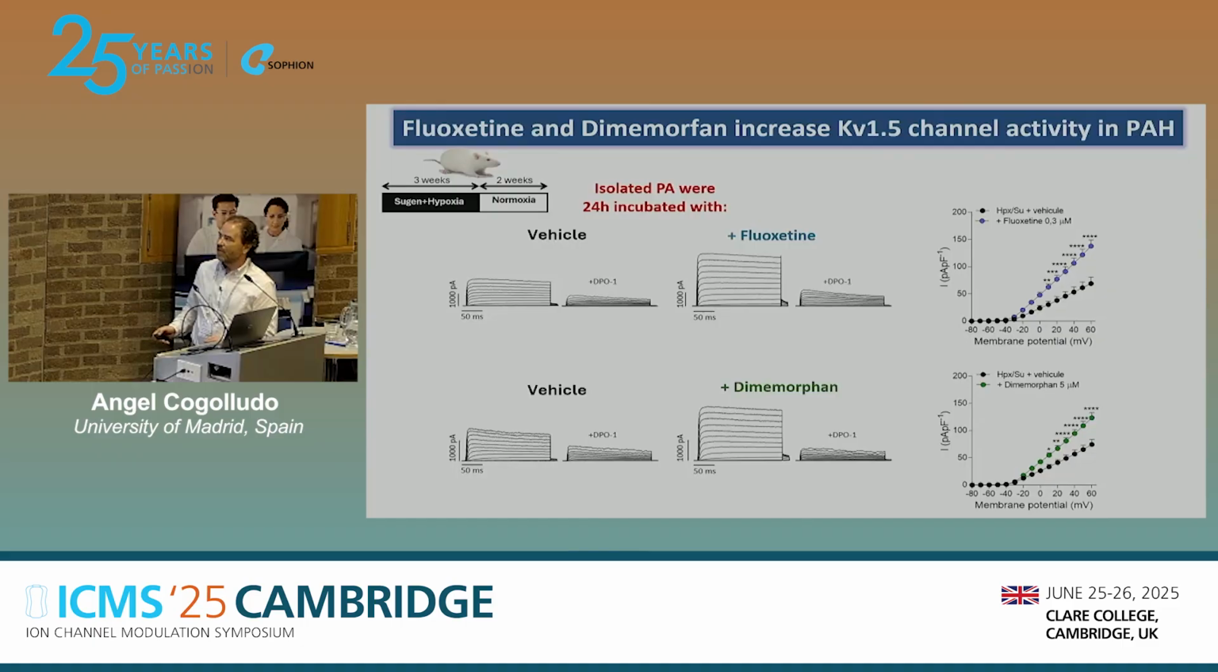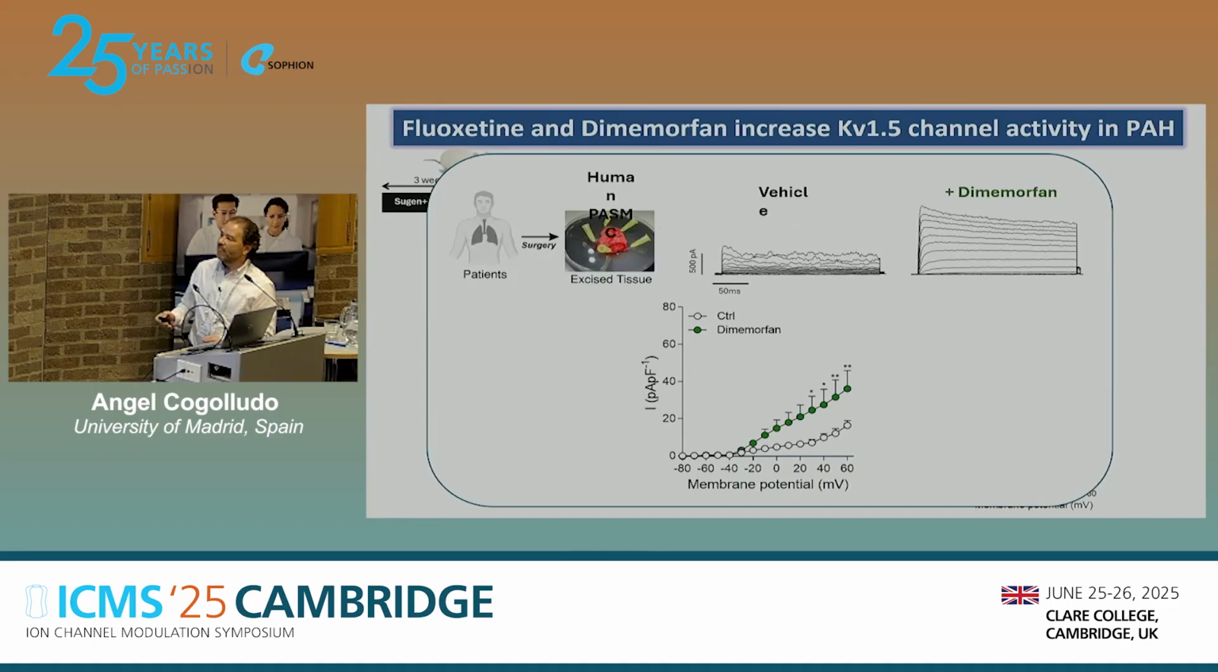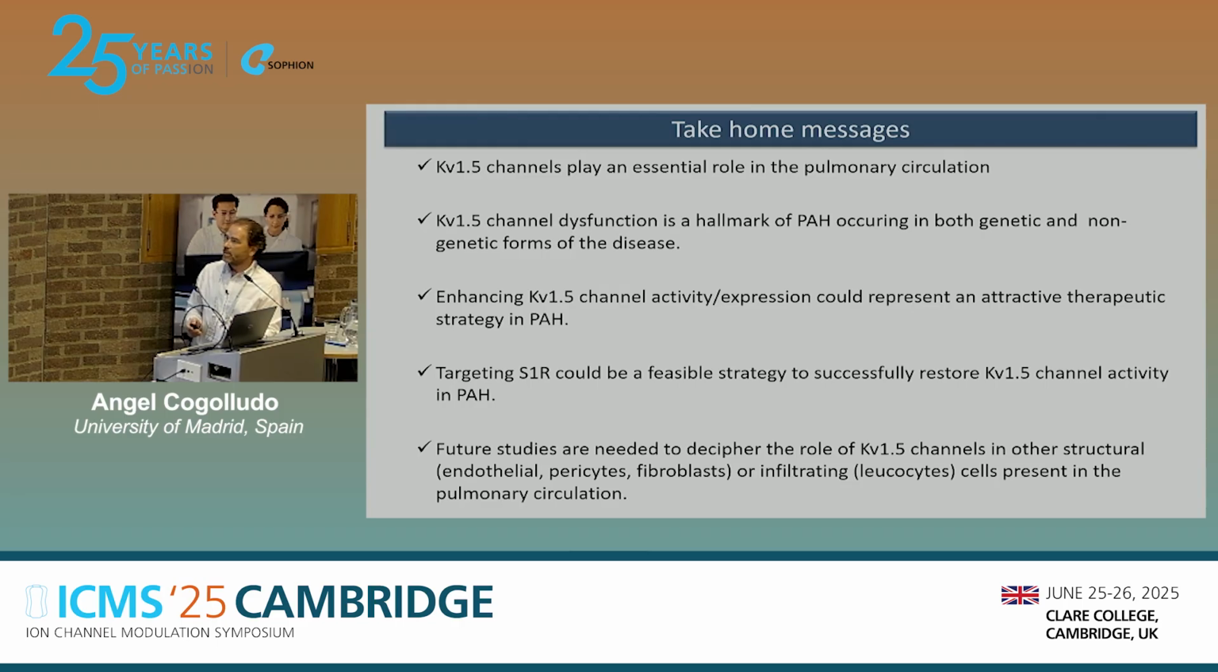So this is very, very promising. And finally, we have also confirmed the ability of, in this case, dimemorphan, to greatly enhance Kv1.5 channel activity in freshly isolated human pulmonary artery smooth muscle cells. So to sum up, Kv1.5 channels play an essential role in the pulmonary circulation. Their dysfunction represents a hallmark in pulmonary hypertension, so enhancing their activity may represent an attractive therapeutic strategy.